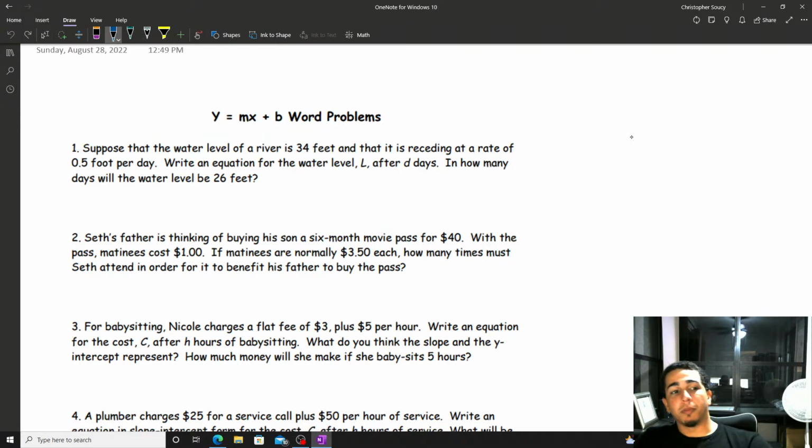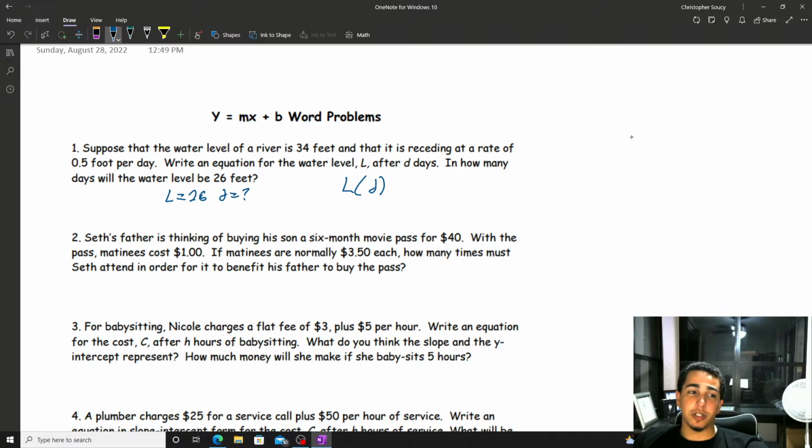So for number 1, we have: suppose that the water level of a river is 34 feet and that it is receding at a rate of 0.5 feet per day. Write an equation for the water level L after D days. And how many days will it take for the water level to be 26 feet? So when will L be equal to 26, after how many days? We have that L is the dependent variable and D is the independent variable.